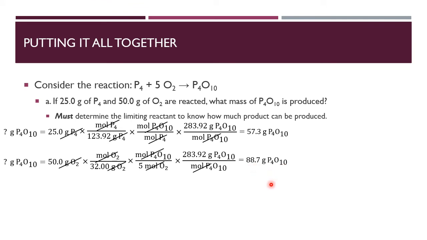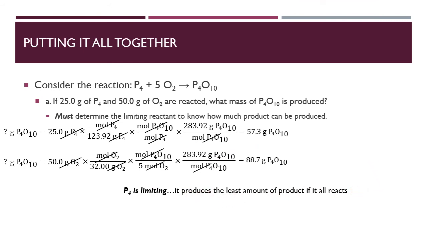So here's what I know. The oxygen will produce more of my product if it all reacts. So the oxygen is going to be in excess. It will not run out. The phosphorus, the 25 grams of P4, will run out because it will produce less of my product. So the answer here, at least part of it, even though we weren't asked this specifically, the P4 is limiting because it produces the least amount of product if it all reacts.